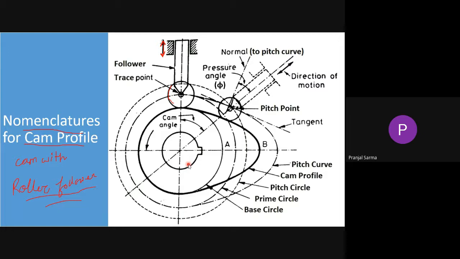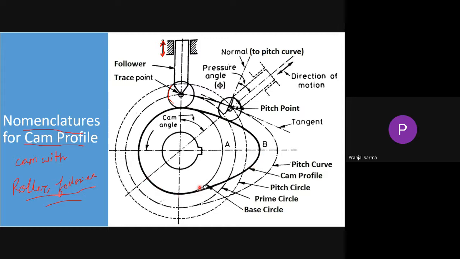The first thing is the cam profile. What do we understand by cam profile? The cam profile is the surface which is in contact with the follower, and that is the actual working curve of the cam. You can see the follower is in physical contact with this darker surface of the cam, and whatever the contour of the cam is, that itself is the cam profile of the cam.